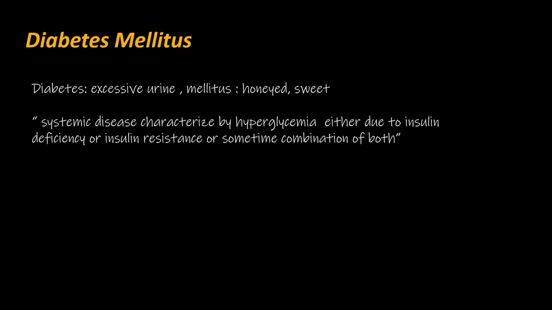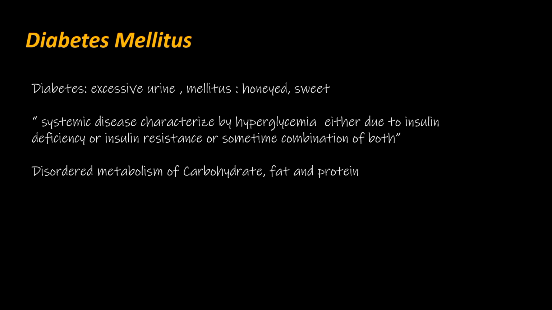Diabetes mellitus is basically a combination of Greek and Latin word. Diabetes means excessive urine and mellitus, honeyed or sweet urine. During ancient time, the diagnosis of diabetes mellitus was made by testing the urine of the patient. But thanks to the laboratory advancement, now we are able to diagnose diabetes by analyzing the blood sample of the patient. Diabetes mellitus is a systemic disease characterized by hyperglycemia, either due to insulin deficiency or insulin resistance, or sometimes a combination of both.